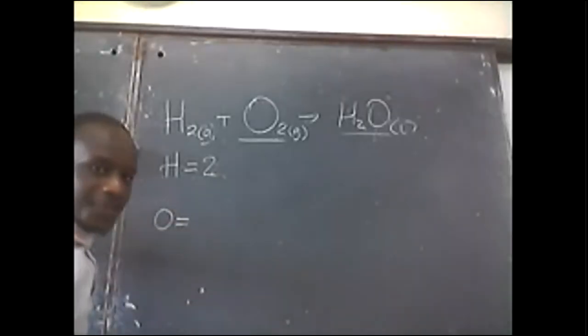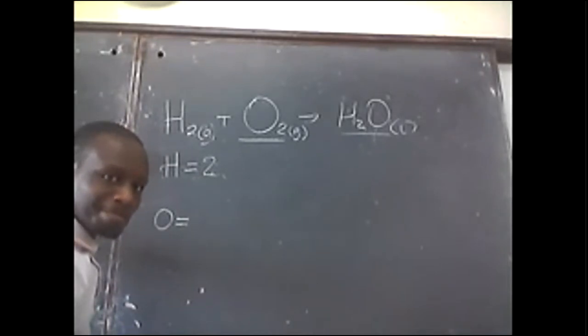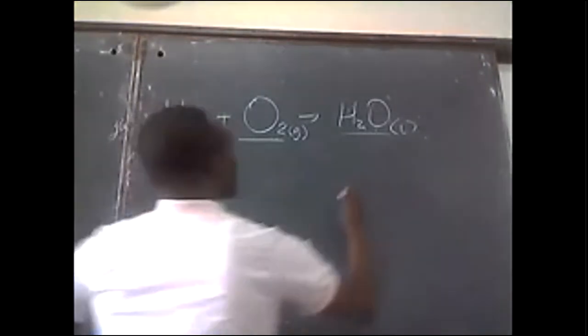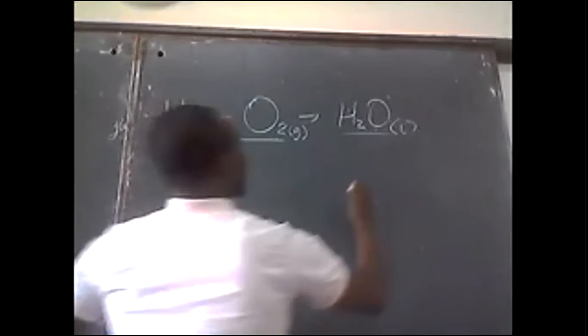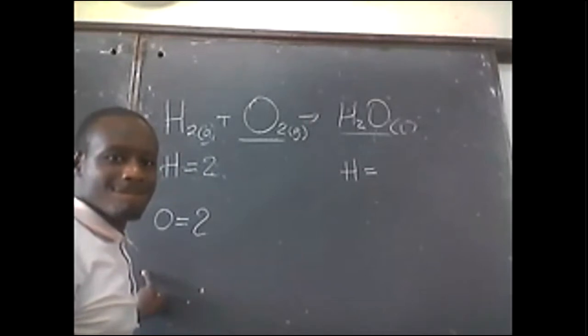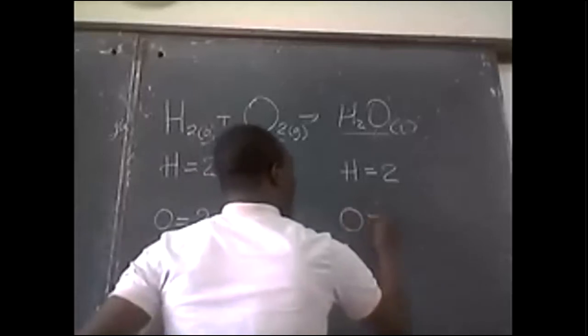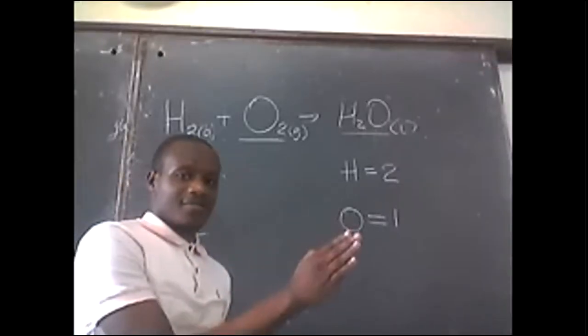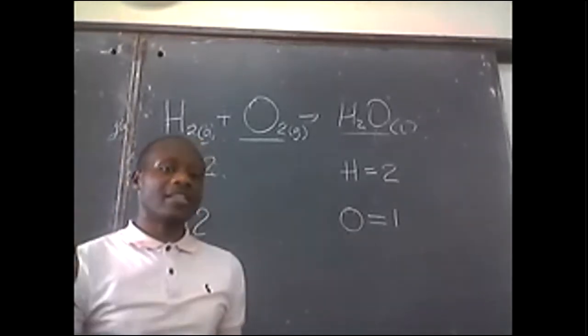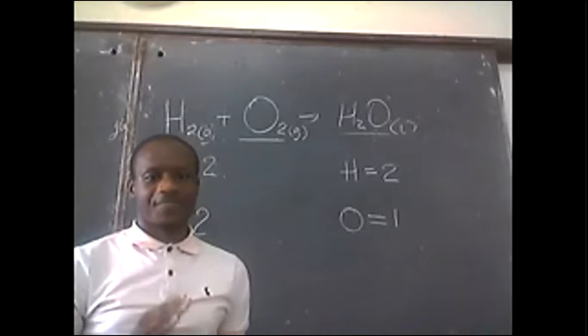How many atoms of oxygen do we have on the left hand side? 2. Okay. Let me go to the right hand side. How many atoms of hydrogen do we have on the right hand side? 2. Next, how many atoms of oxygen do we have on the right hand side? 1. Good. Thank you. So our main job is to make sure that the number of atoms on the left hand side is always equal to the number of atoms on the right hand side.